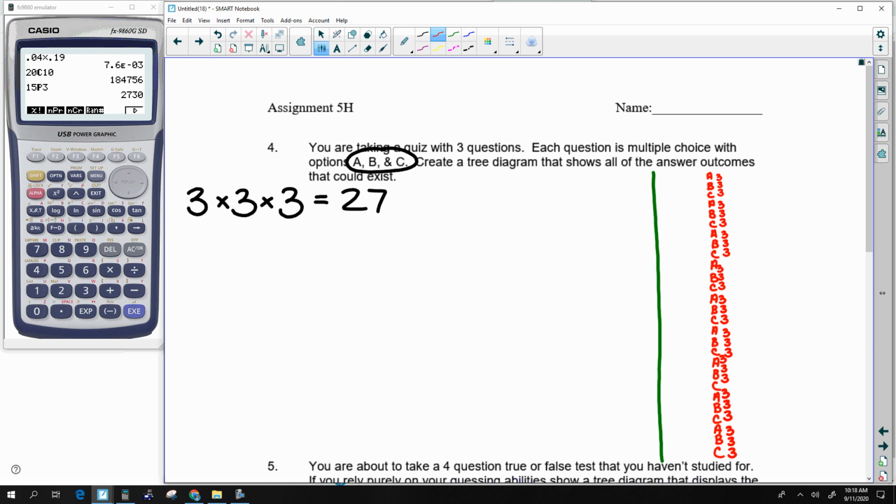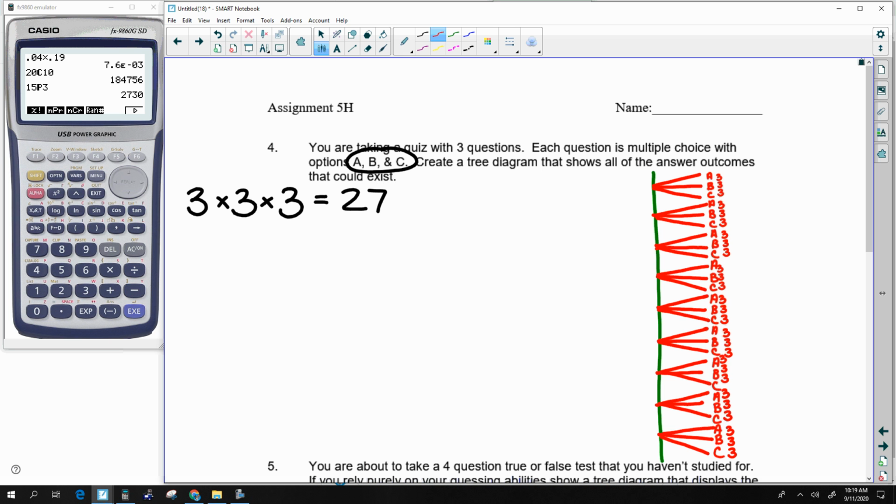All right, so the middle is on the B every time. Then A, B, C, repeating across the bottom level. Okay, so that was question 3.